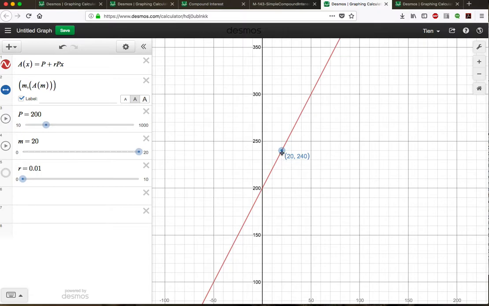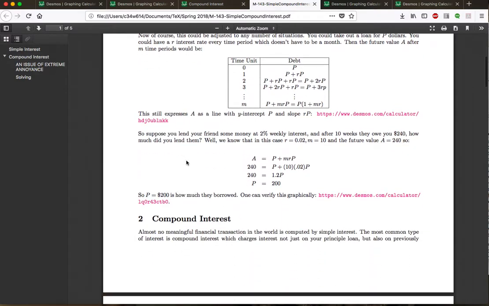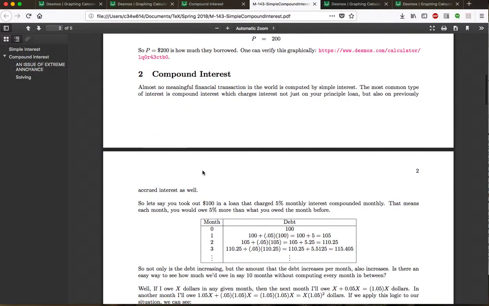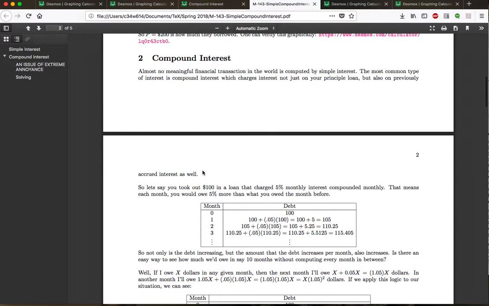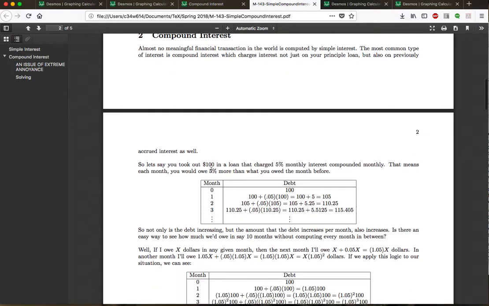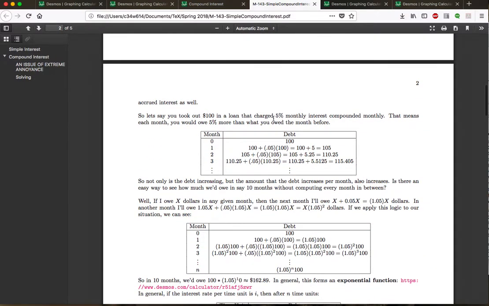So there's nothing new happening at all here compared to what we did before. All right. So the thing that's a little bit more interesting is compound interest. Let's say once again you took out a loan for $100 and you're getting charged 5% compounded monthly.